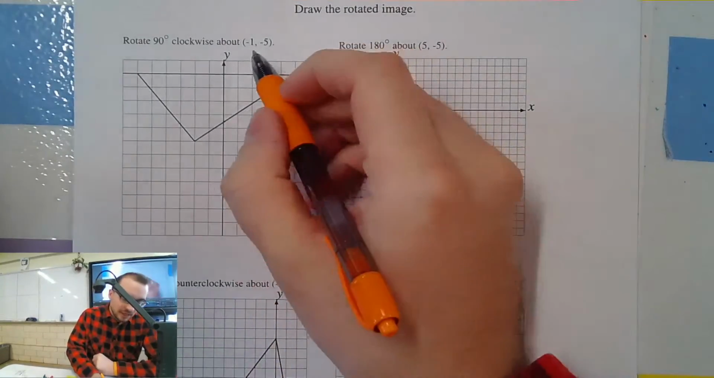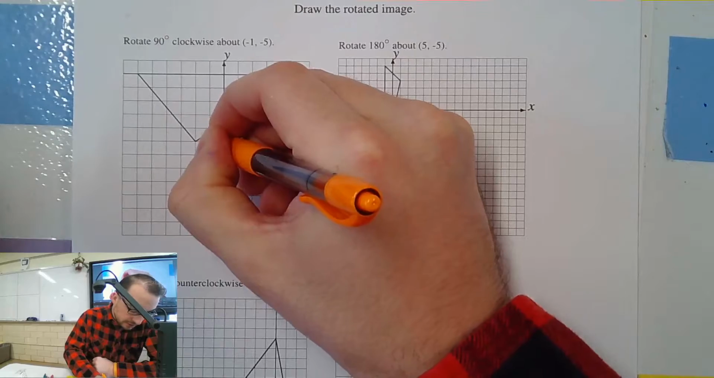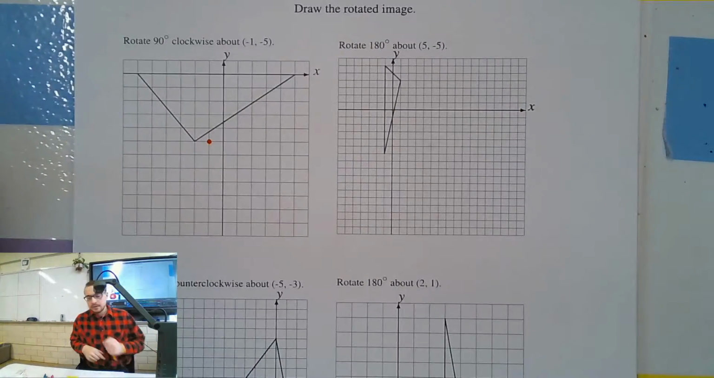So we're going to rotate about -1, -5, which is here. 1, 2, 3, 4, 5. So there's our center of rotation. So that's where all our L's are going to go to. That's it. That's the tweet.